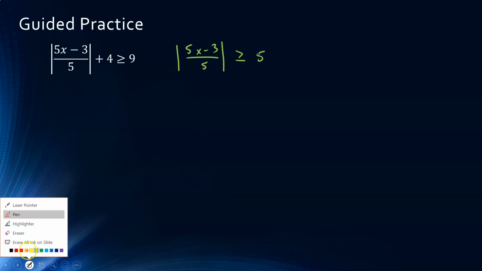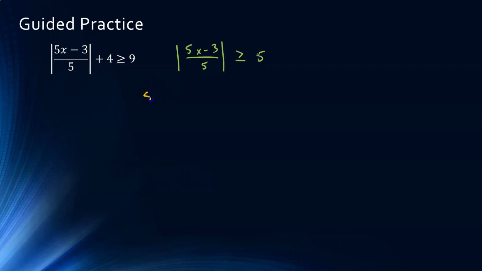All right, so the first thing we got to do is you should have gotten the absolute value by itself. So we want to isolate the absolute value. So I would subtract 4 from both sides. That would give me 5. So now what I'm going to do is write my two separate inequalities. So we would have (5x - 3)/5 is going to be greater than or equal to 5. Then we would have (5x - 3)/5 would be less than or equal to negative 5. So we're going to solve these both the same way.